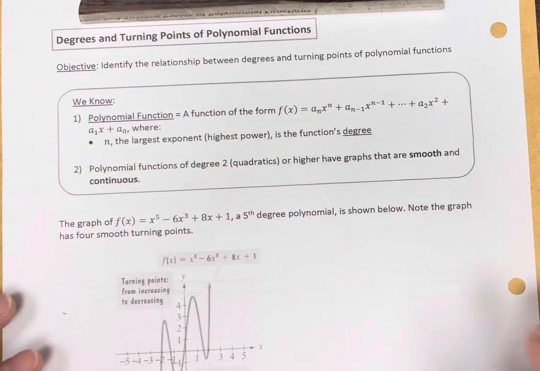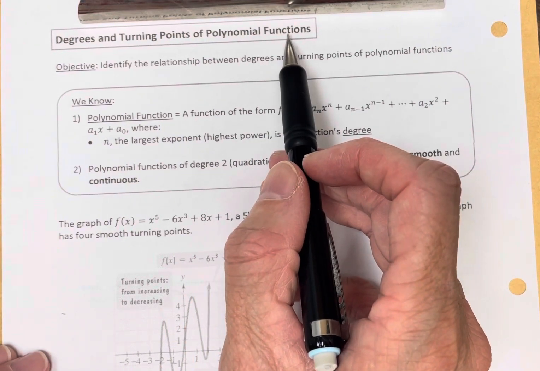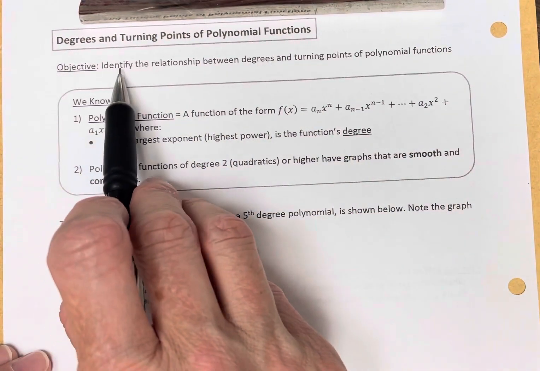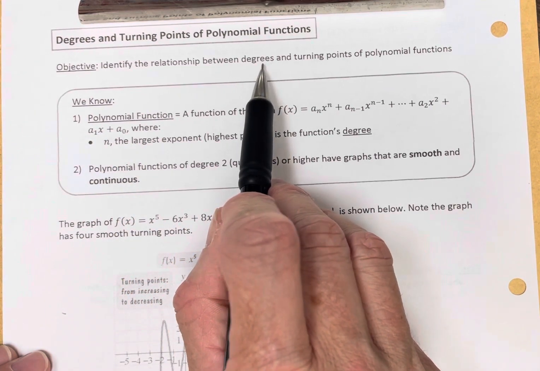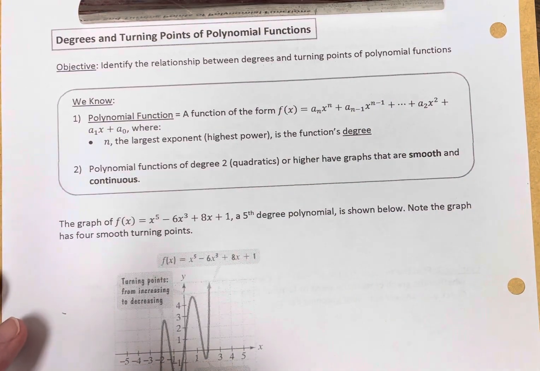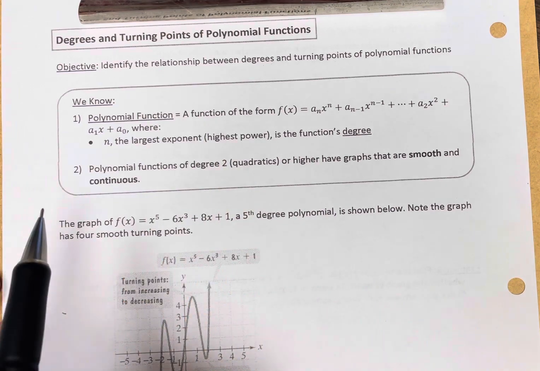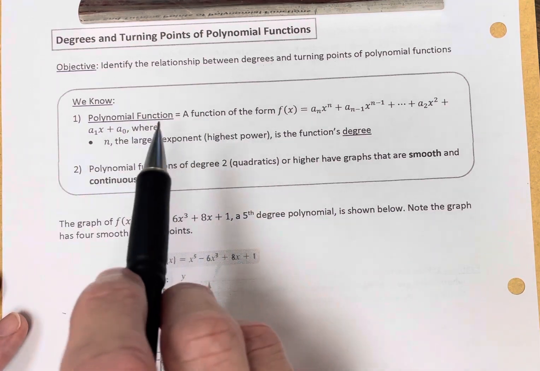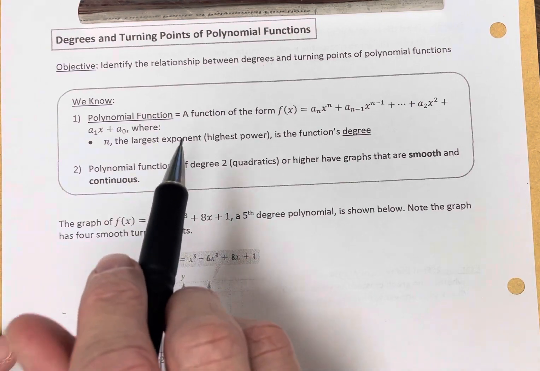Degrees and turning points for polynomial functions. Our objective for this video: identify the relationship between degrees and turning points of polynomial functions. So there is a relationship between the degree of the polynomial, a fifth degree, a fourth degree, etc., and how many turning points it can have.